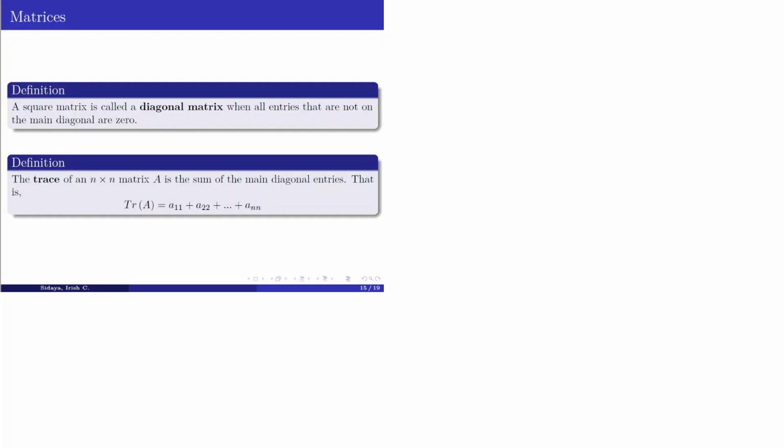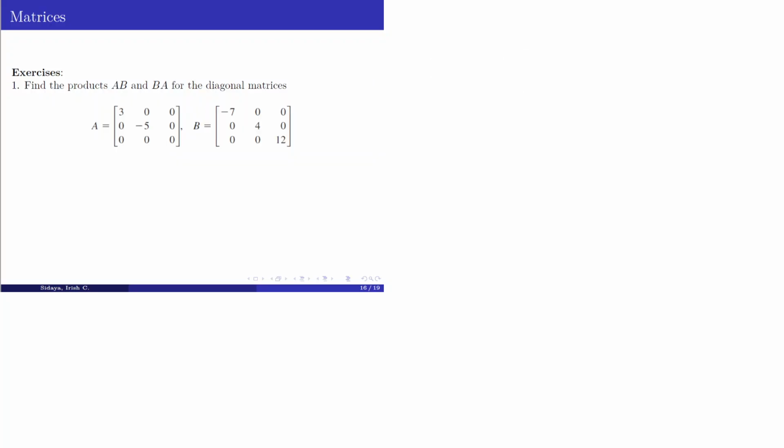Now let us do the following exercises. First, we find the products AB and BA for the given diagonal matrices A and B. So A is equal to 3, 0, 0, 5, 0, 2, and then B is equal to negative 7, 0, 0.